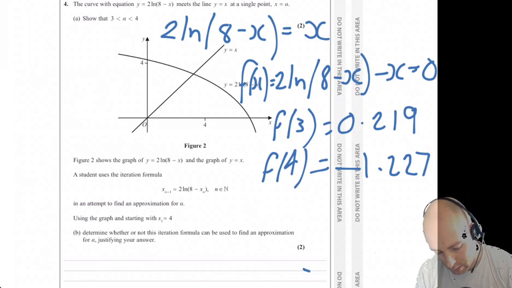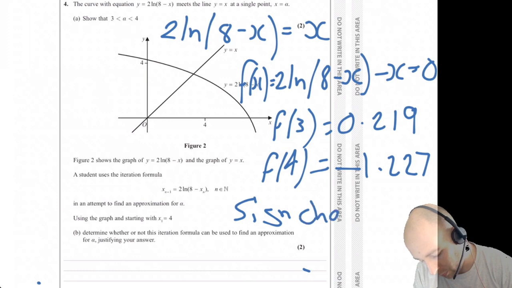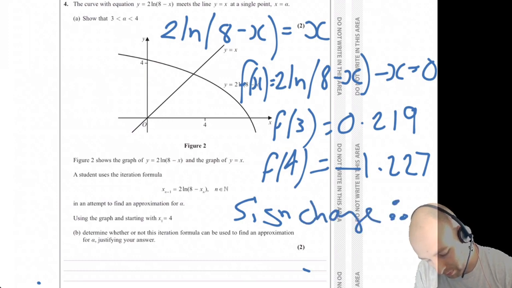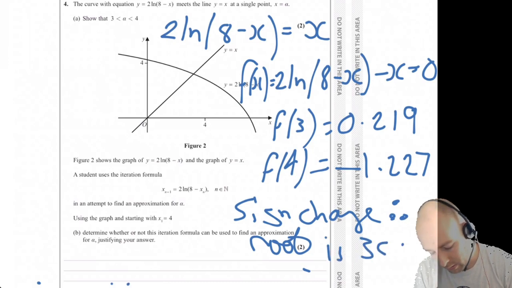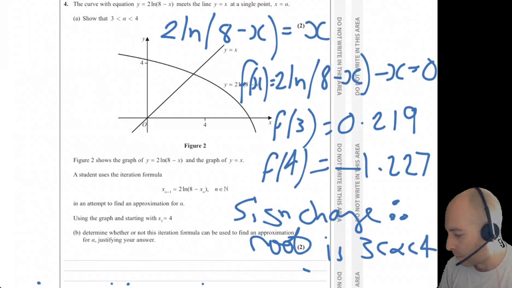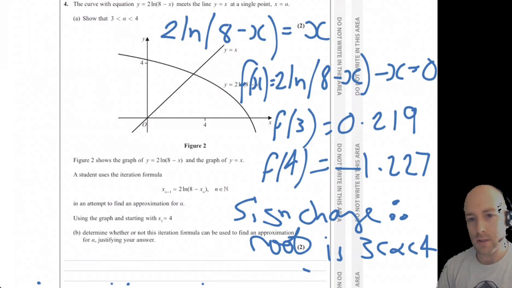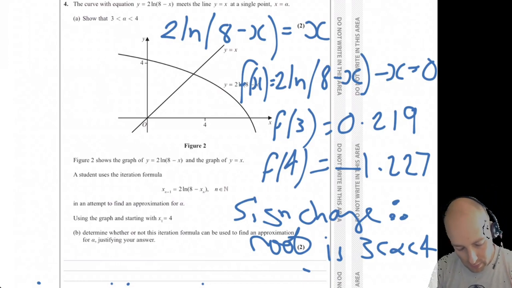So sign change, therefore root is between 3 and 4. So that's how we do the first bit. Get both equations on one side, set it equal to 0, call it f of x, and do f of 3 and f of 4, and show that the sign changes in that interval.